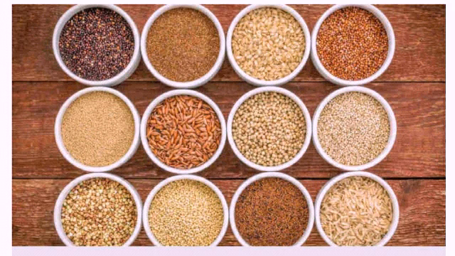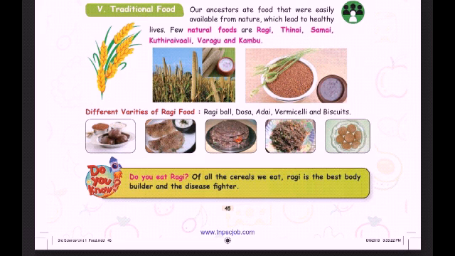Among these millets, ragi is the best bodybuilder and disease fighter. See children, what is the difference between these millets and rice? We should know about the difference. Then only will we know the importance of choosing millets compared to rice.